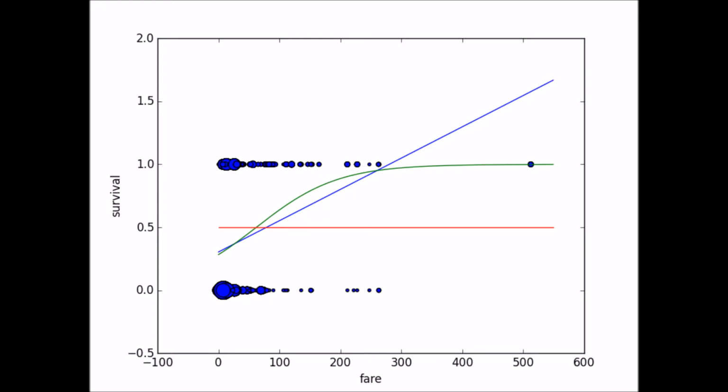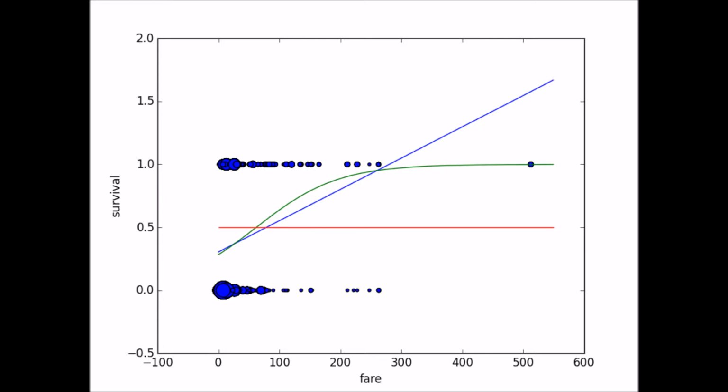Now, the other stuff going on here is the red line represents 0.5, which is just the baseline for our regressions, as we were talking about before. The blue line is the linear regression, and the green line is the logistic regression. It doesn't look like a total S-curve because we're limiting it, starting at 0, because there's no point putting in fares that are less than 0 because they don't exist.